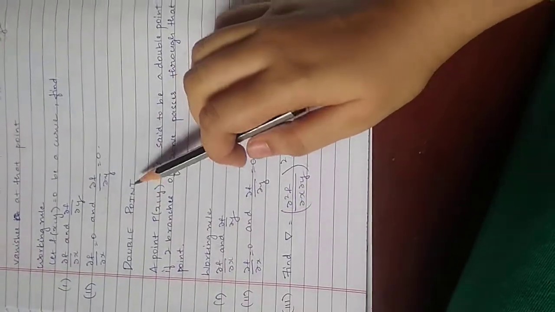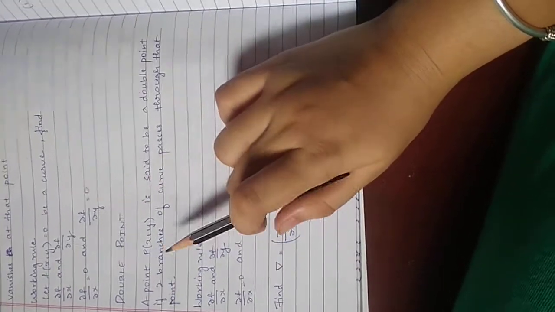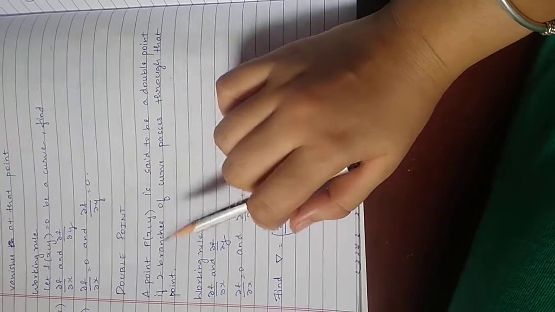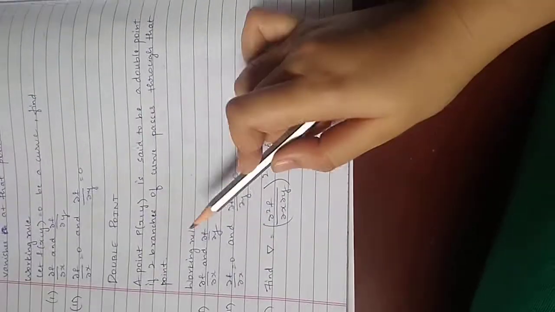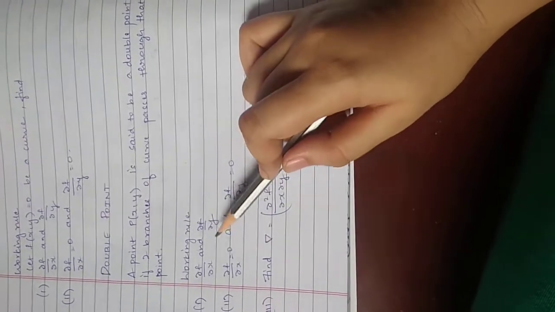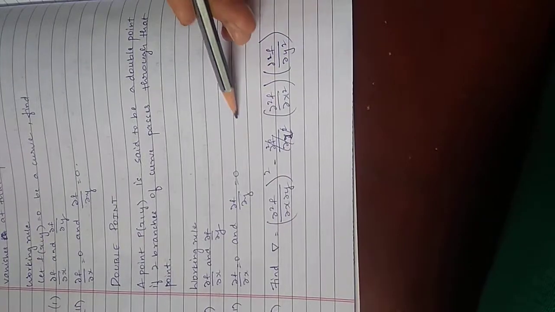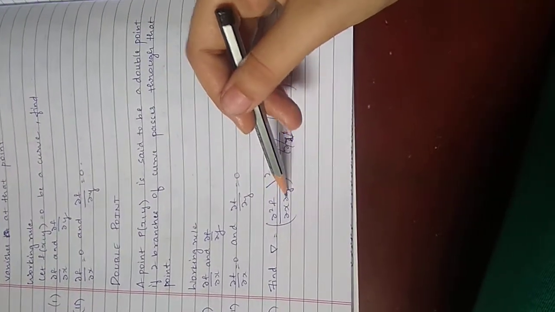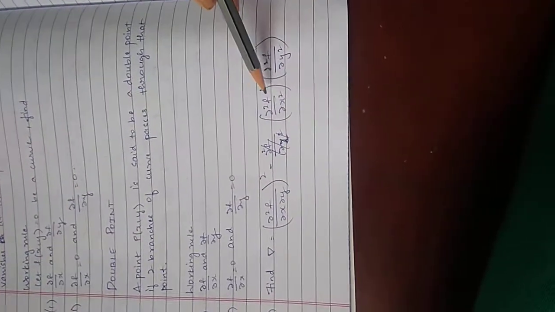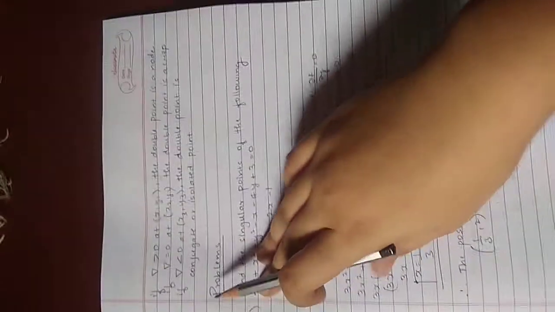Double point or multiple point. A point P(x, y) is said to be a double point if two branches of the curve pass through the point. Working rule: we have to find ∂f/∂x and ∂f/∂y, that is partial differentiation, and equate them to 0, and we have to apply the formula (∂²f/∂x∂y)² minus (∂²f/∂x²)(∂²f/∂y²). We will get a value.